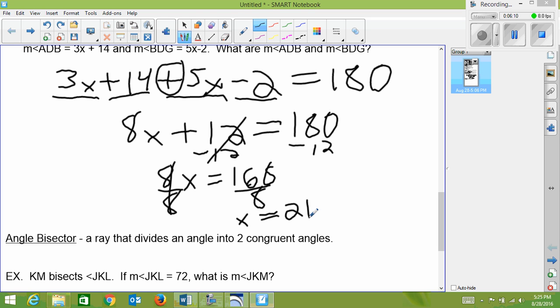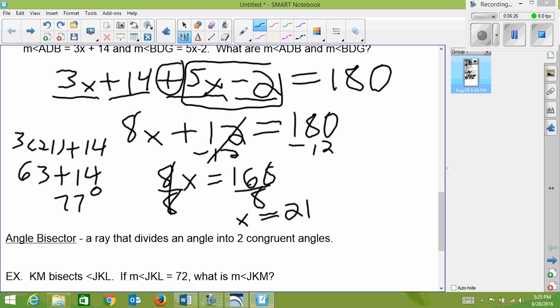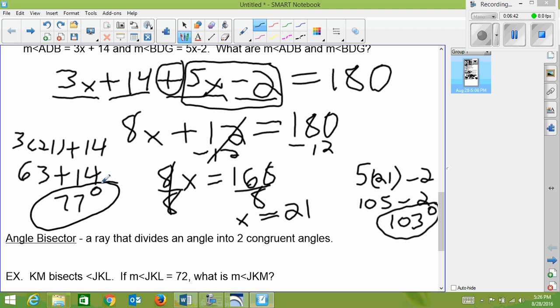Then I have to actually go back in and check it. So is 3 times 21 plus 14, what is it? 3 times 21 is 63, plus 14 is 77 degrees. I also need to plug it into this second one here. So 5 times 21 minus 2. 5 times 21 is 105, minus 2 would be 103 degrees. 103 and 77 will add up to 180 degrees. So I have just checked my work to make sure that they're supplementary.